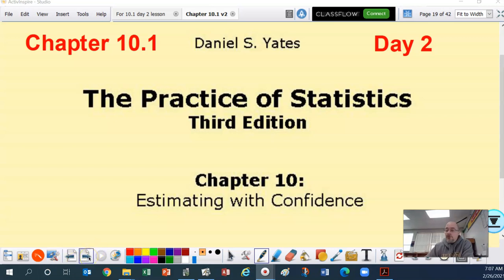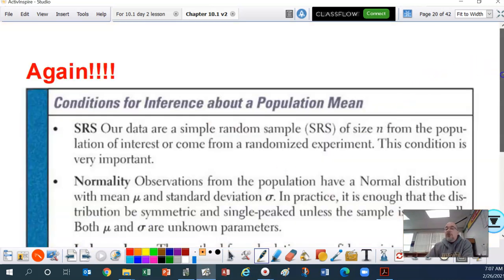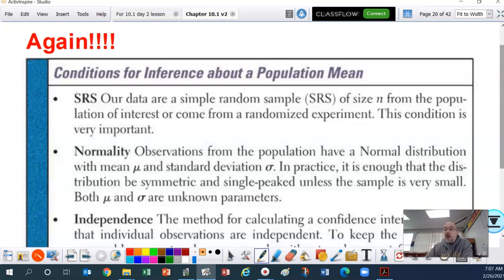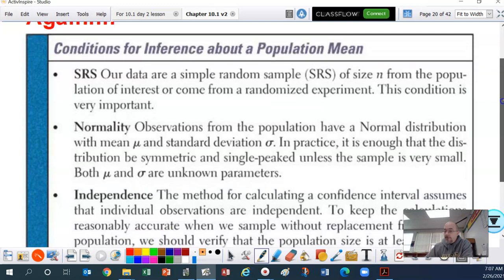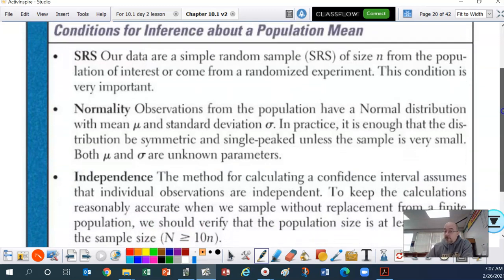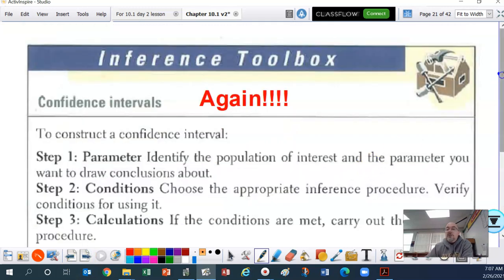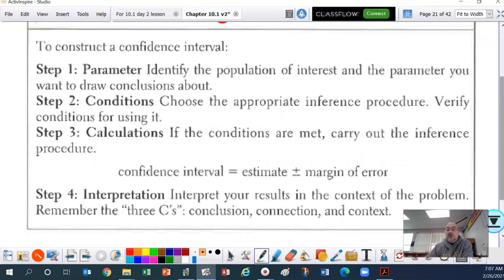So we're going to do pretty much more of the same with another example. First of all, I want to go through the conditions again. Remember, conditions for inference about a population mean: simple random sample, has to be normal, and check for independence. Please review that. We're going to be using the Inference Toolbox. Remember, there are 4 steps: the parameter, identify the population of interest, check the conditions, do the calculations, and then do the interpretation.